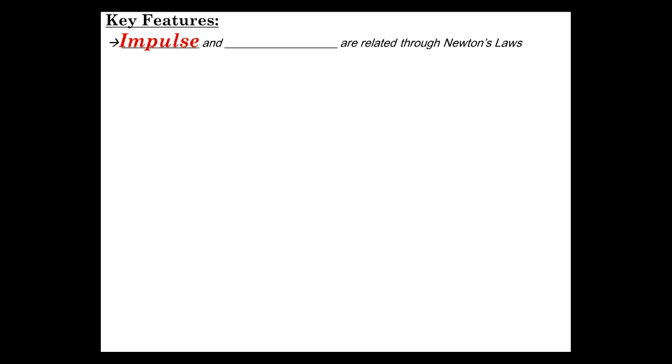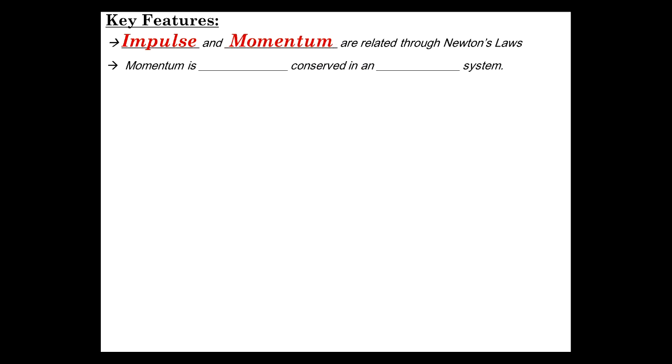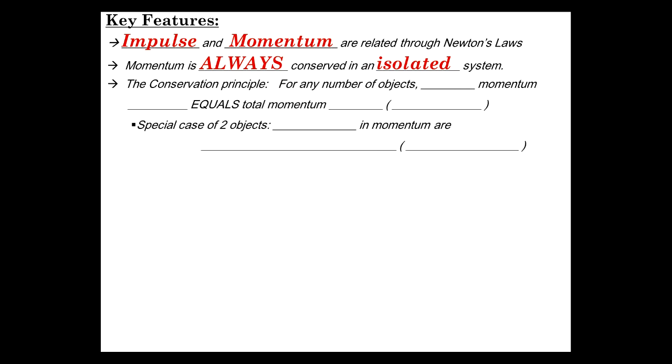And now to define some key features of momentum. Impulse and momentum are related to each other, and they're related through Newton's laws as well. It's probably not too surprising. In fact, Newton formulated his second law of motion through the concepts of impulse and momentum. A little more on that later. Momentum is always conserved in an isolated system. So that's the key. It must be isolated. And the conservation principle for any number of objects: the total momentum before equals total momentum after.